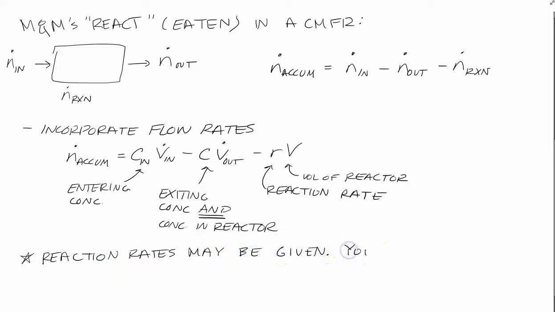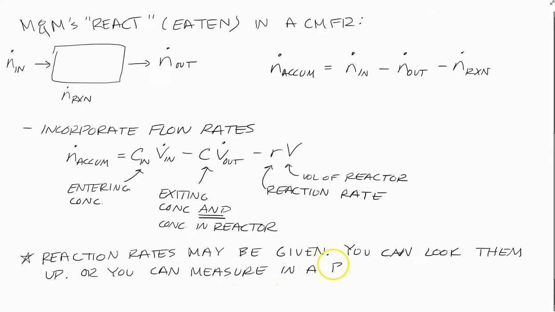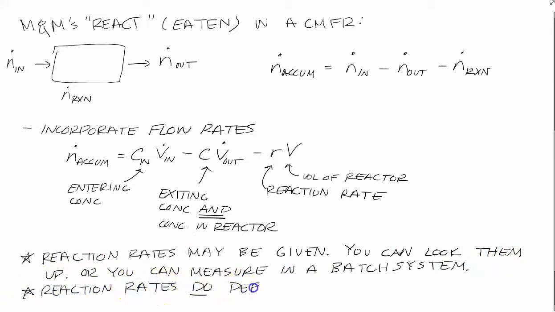In all of these types of examples, most of the time in a class situation, you'll be given the reaction rate. It might also be a reaction rate that you can look up. You can find reaction rates for lots of common reactions. Or, especially if you're in a more professional setting, you might be measuring your reaction rates. You can do this in a batch system and then apply that reaction rate to these flow-through systems. Always remember that reaction rates do depend on temperature.